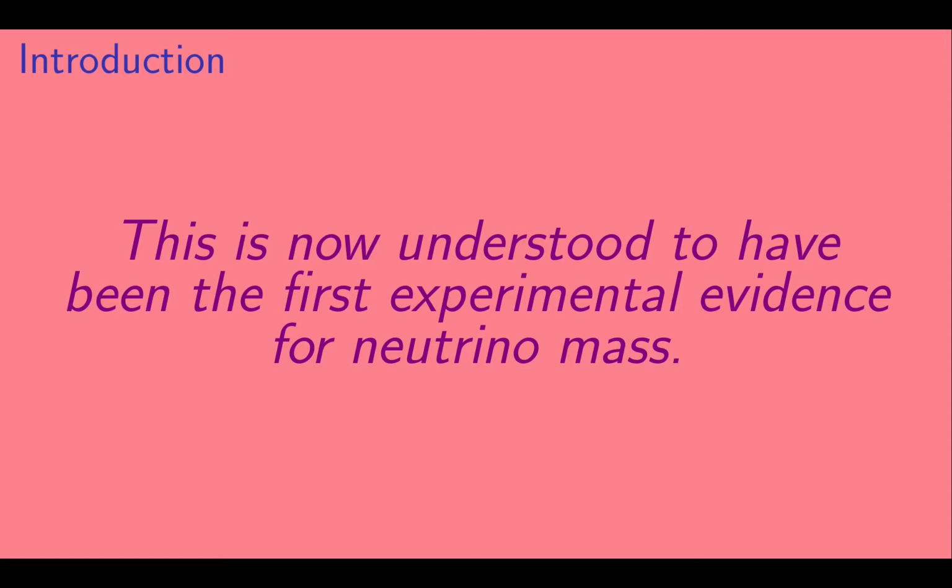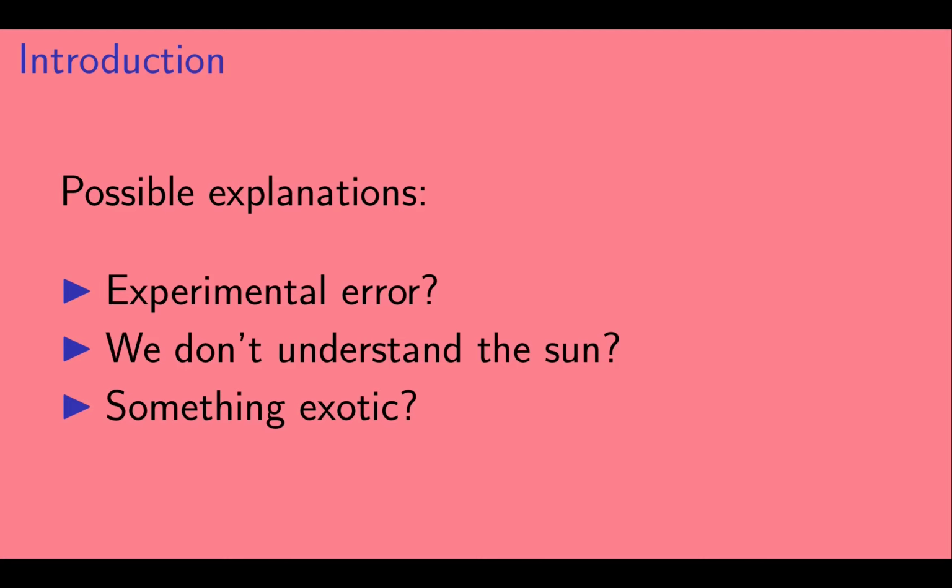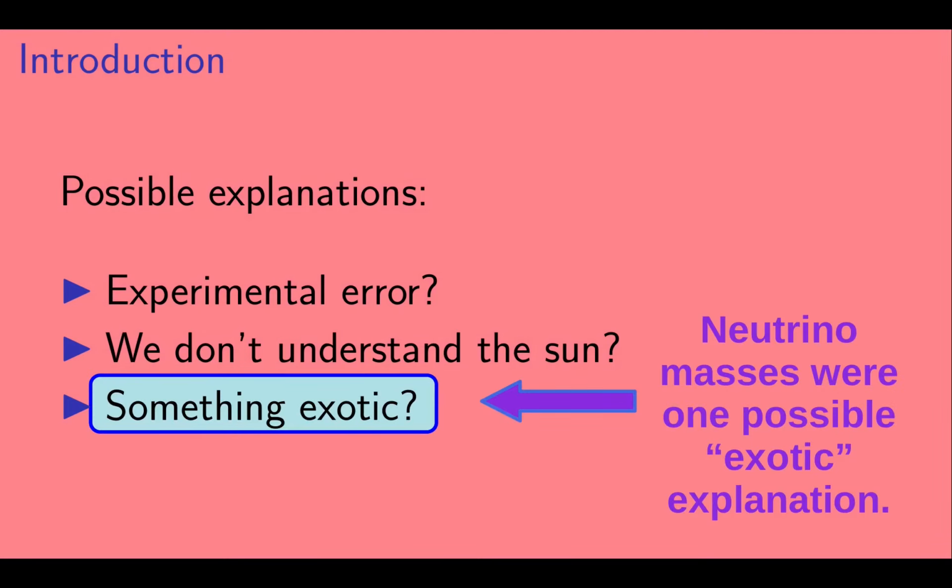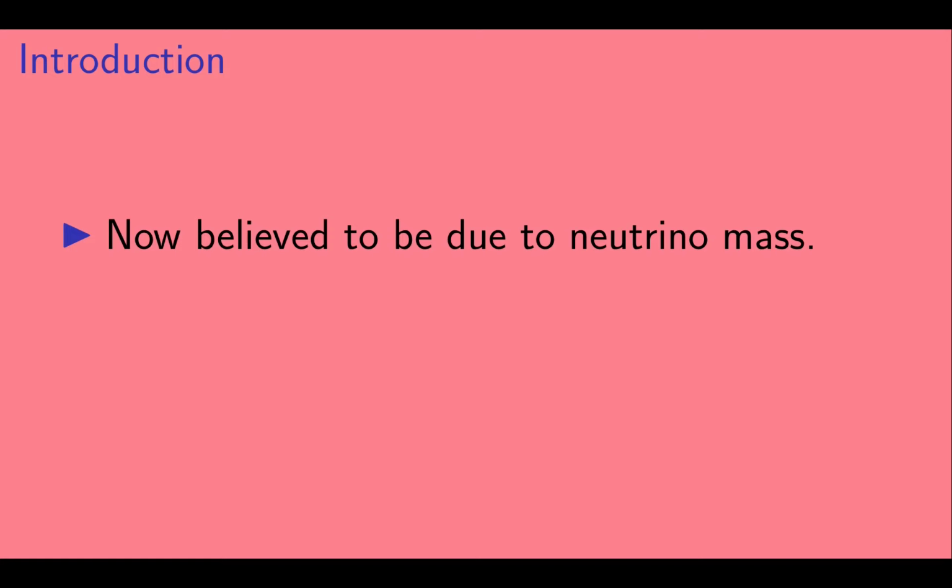Nowadays, this is understood to be the first experimental evidence for neutrino masses. Back in those days, neutrino masses were exotic, so it turned out that the answer was, indeed, that something exotic was going on. So yes, now these observations are taken to be due to neutrinos having non-zero masses.